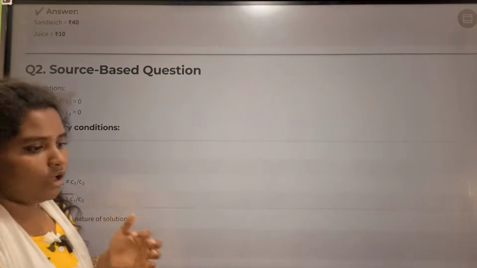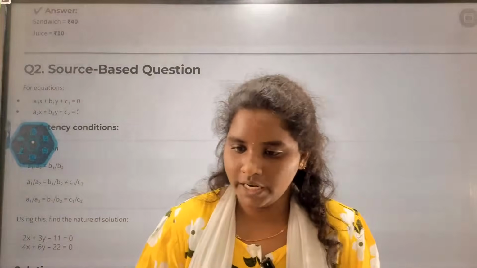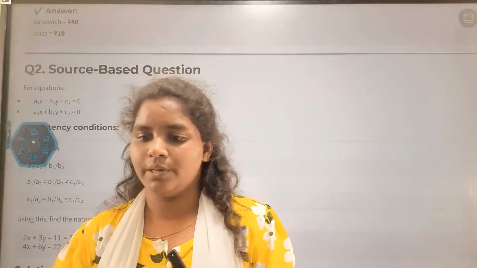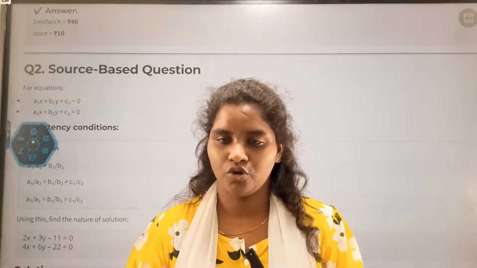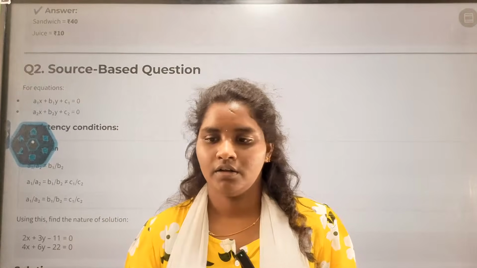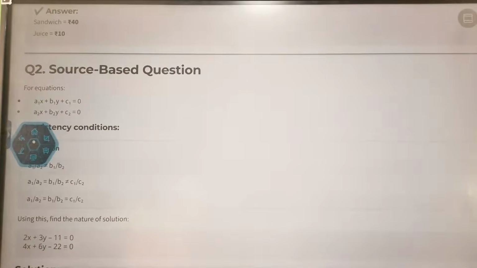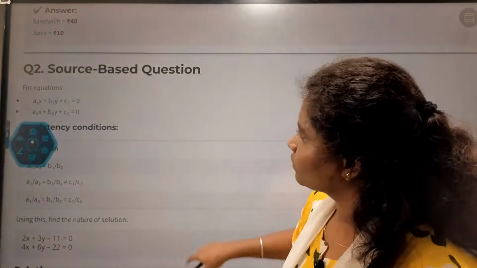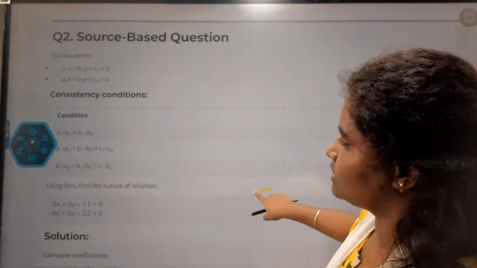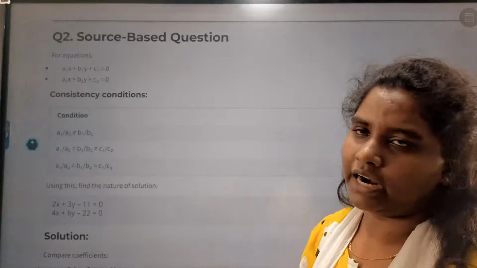And in pairs of linear equations, what is the main concept? Infinite solution, right? Yes. See, here we have consistency. Here we have three conditions.